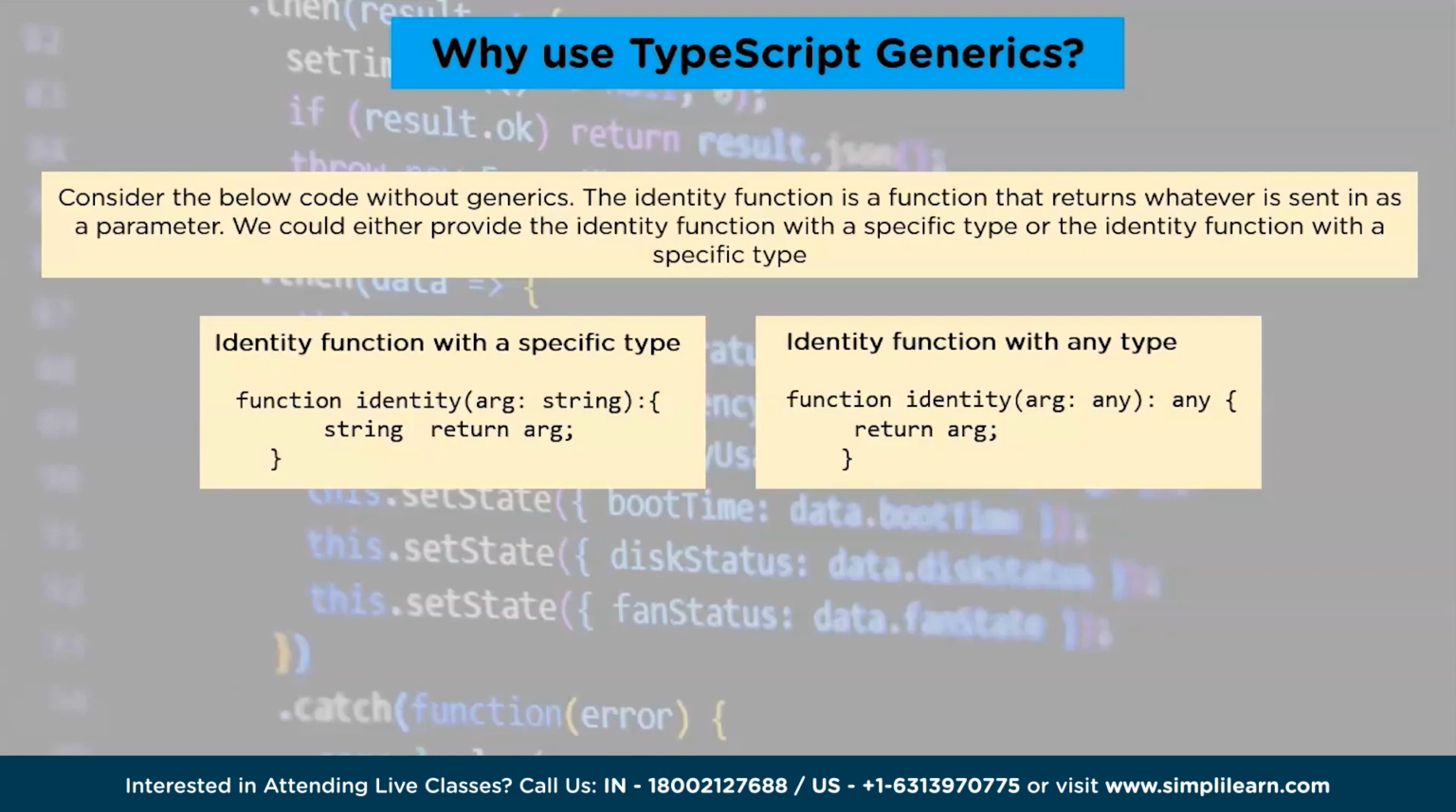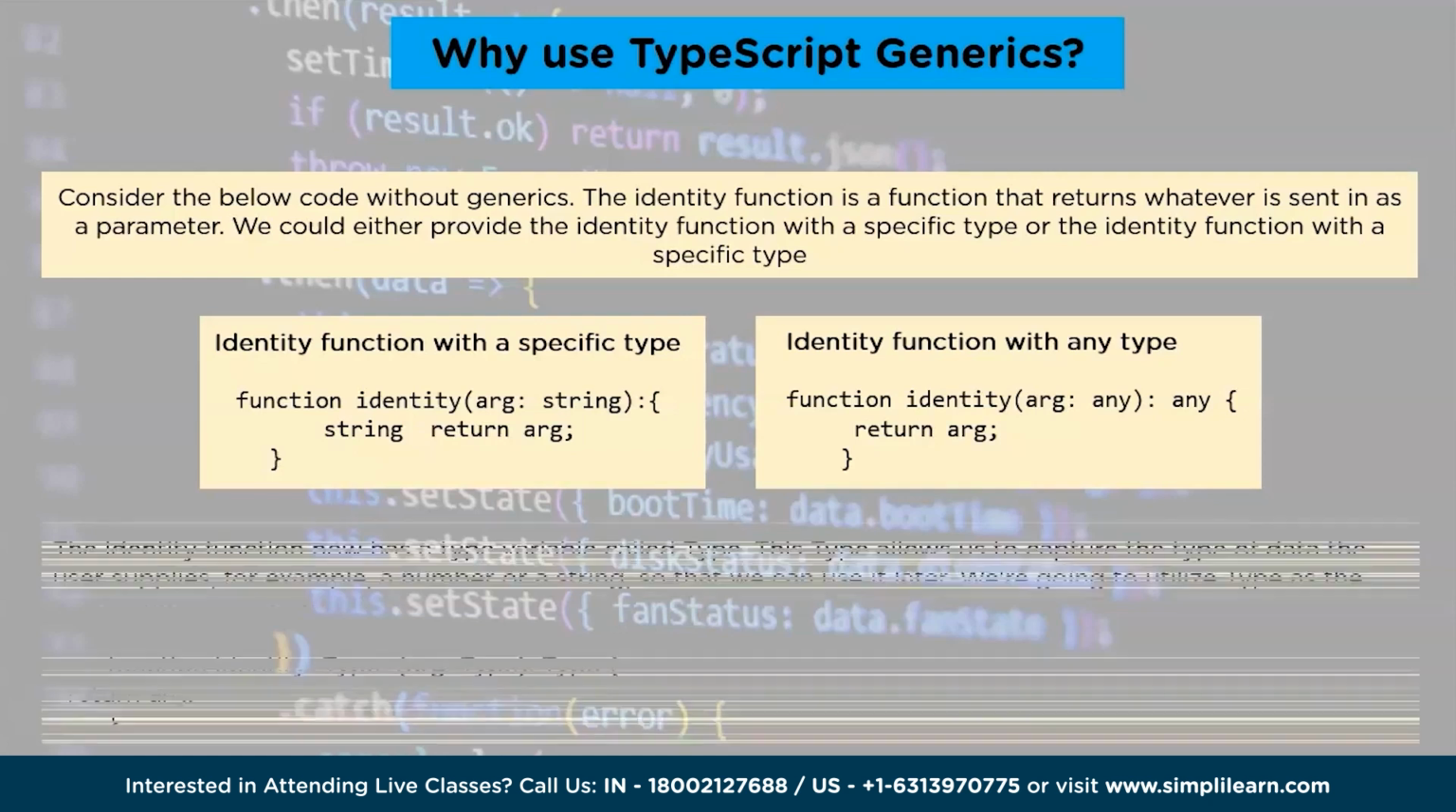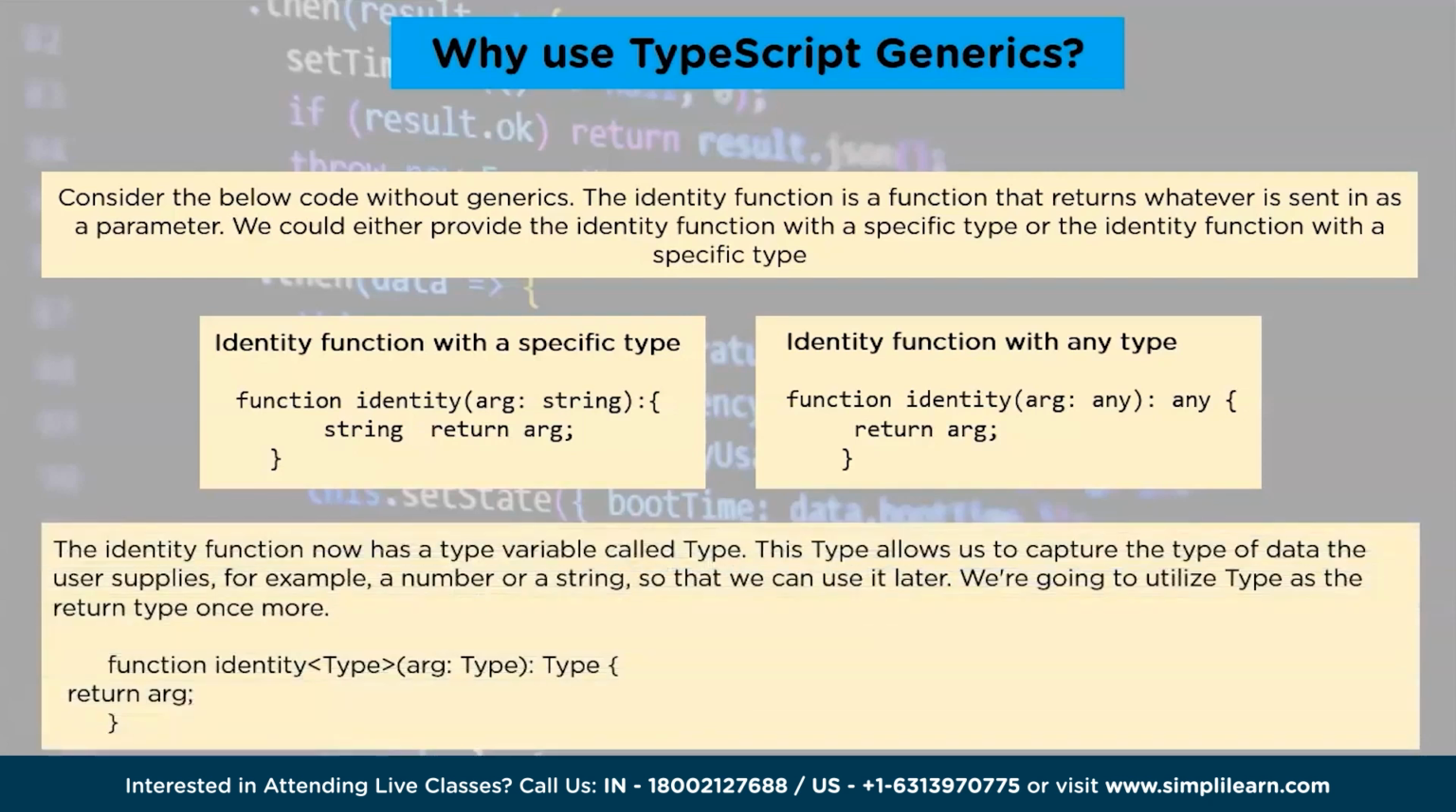We need the means to capture the argument type in such a way that we can use it to signify what is being returned as well. We will utilize a type variable here, which is a form of variable that deals with types rather than values. The identity function now has a type variable called type. This type allows us to capture the type of data the user supplies, for example, a number or a string, so that we can use it later. We are going to utilize the type as a return type once more.